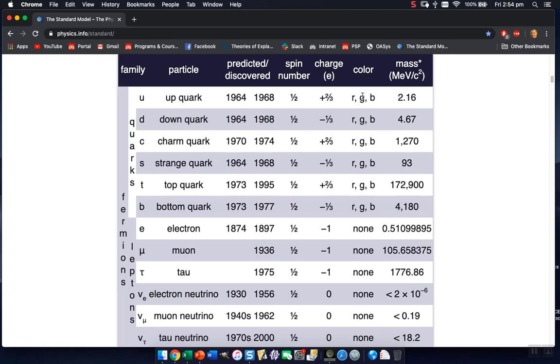And then they have their mass in units of mega electron volts divided by c squared. So if you remember Einstein, E equals mc squared, and you rearrange that to make m the subject, you get m equals E over c squared. So this is an energy in mega electron volts, which is an energy unit, divided by c squared. So those are those masses. Because obviously kilograms are not the right kind of unit for things that are much, much smaller than atoms.